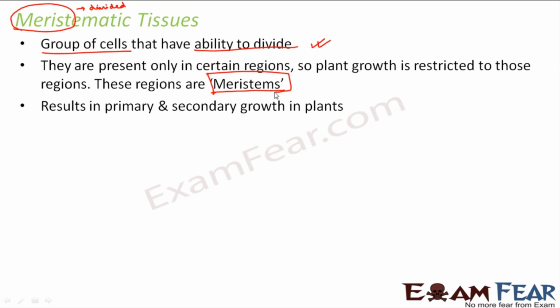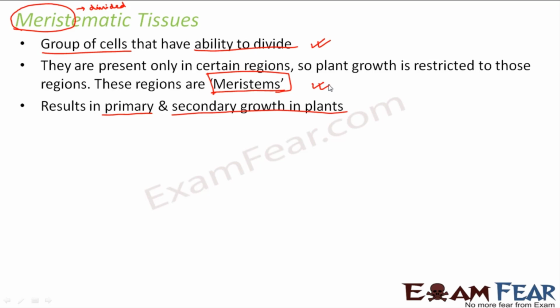Now these meristematic tissues result in primary and secondary growth in plants. So now you must be wondering, what is this primary and secondary growth? Okay, let me try to explain it in a little more detail. It is said that meristematic tissues are those tissues which are forever young. That means they can divide throughout their life, so they will never lose the capability to divide.